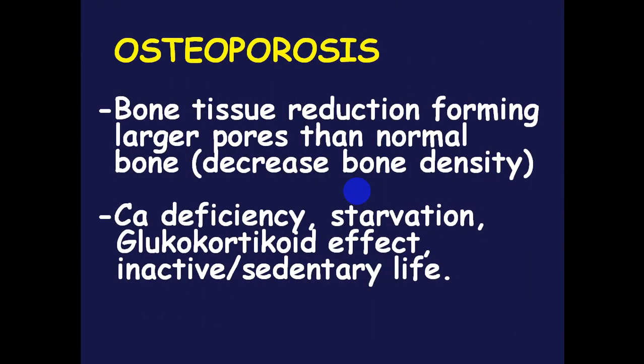Okay, osteoporosis means there is reduction of bone tissue and forming larger pores of the bones. So in short term, there is decreased bone density. So calcium deficiency that happens after puberty or a starvation, glucocorticoid, it causes osteoporosis. The bone density will be decreased. Inactive or sedentary life also causes osteoporosis.